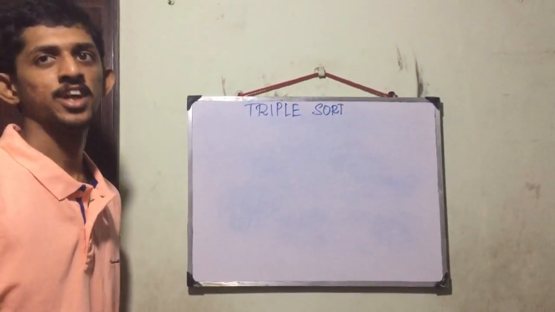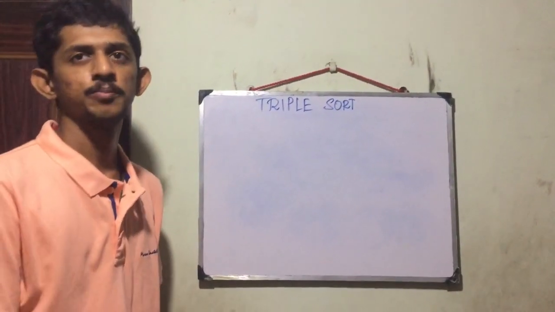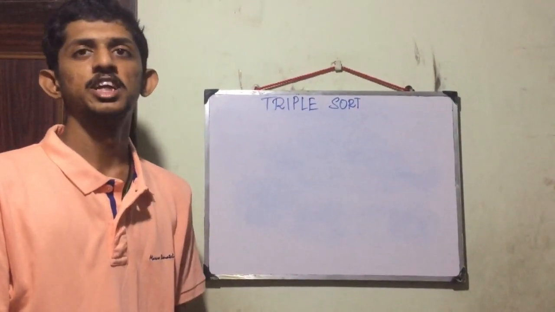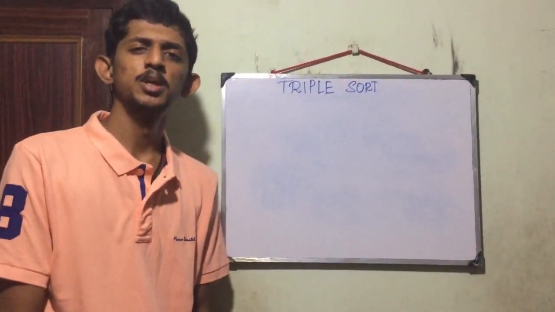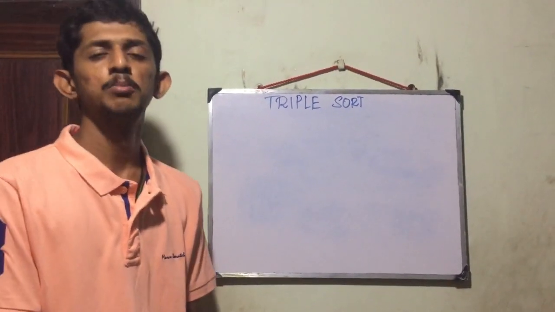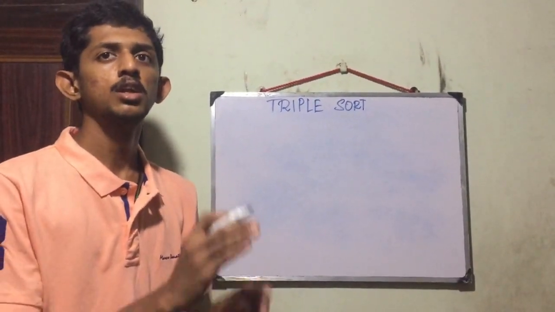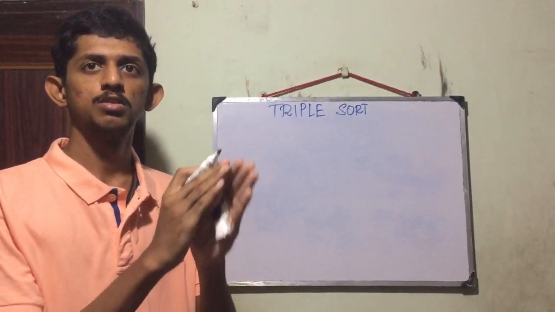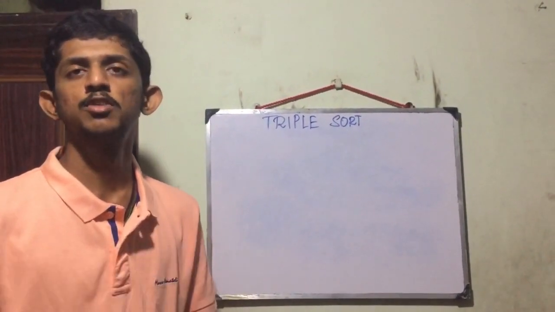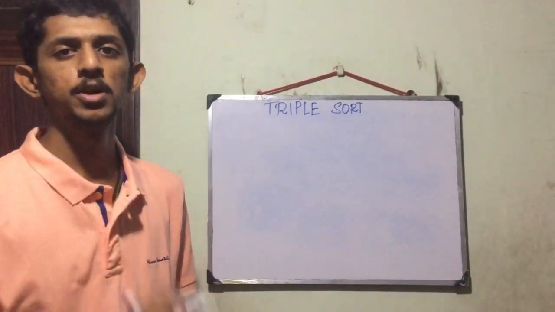Hello friends, we are going to discuss the problem Triple Sort. You will be given a permutation of n numbers. Now what do you mean by a permutation of n numbers? For example, if n is equal to 5, then the numbers from 1 to 5, that is 1, 2, 3, 4, 5, will be given in a jumbled order.